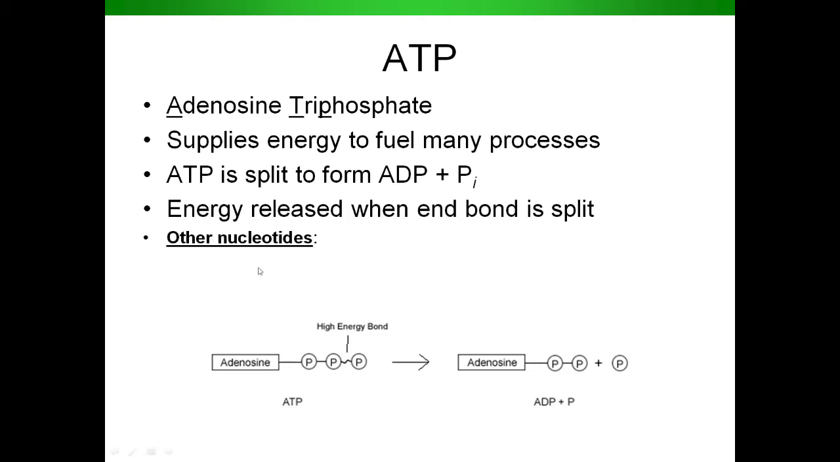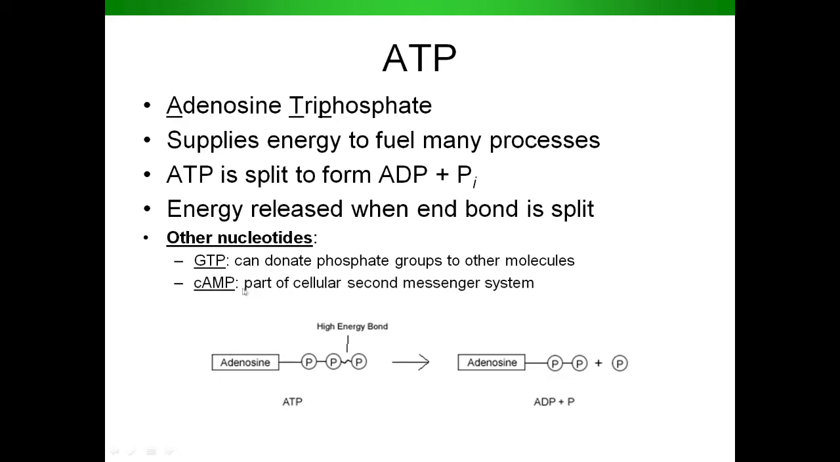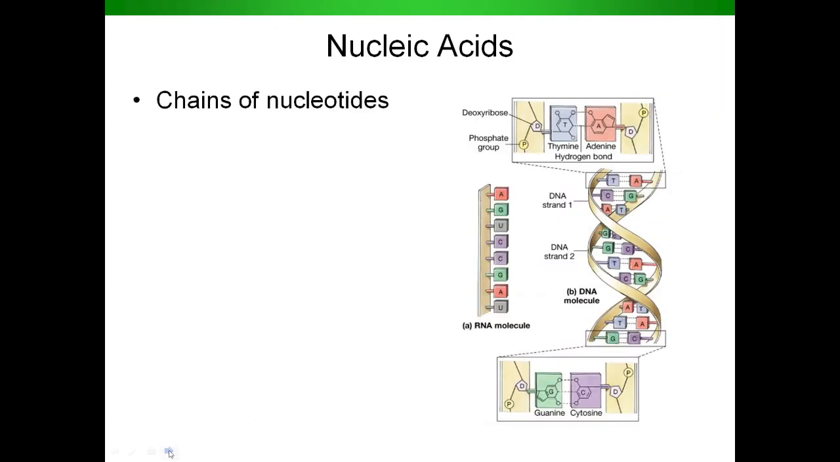There are other nucleotides in the body. This one right here we deal with a lot, but there are others like GTP. They can donate a phosphate to ADP, for example, so that we get ATP made, right? GTP stands for guanosine triphosphate. It's a similar molecule to this. Another nucleotide is cyclic AMP, right? And that's part of the second messenger system in a cell that we'll talk about later when we get to cell structure and function.